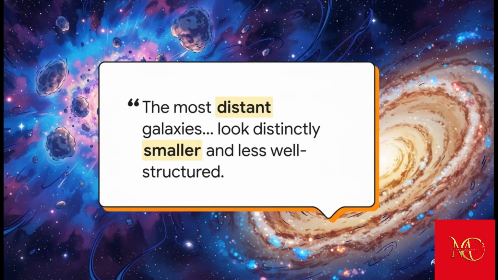And the absolute smoking gun for this theory comes directly from observational evidence. When we use incredible instruments like the James Webb Space Telescope to look billions of years into the past, we don't see massive, beautifully structured spirals. No way. As NASA points out, the most distant galaxies look distinctly smaller and way less well-structured. We are literally catching these early messy mergers in the act. The universe is a dynamic, sometimes violent place, and galaxies evolve incredibly dramatically over time.